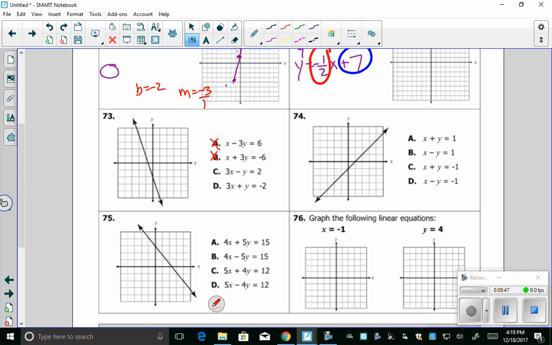So let's try C. 3x minus y equals 2. Subtract 3x from both sides.